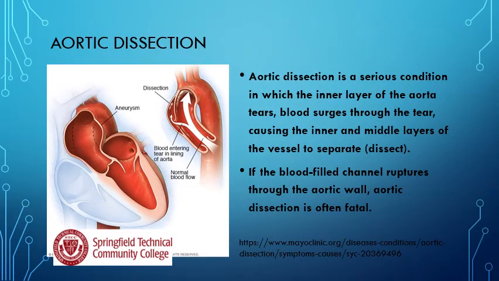So a dissection is a tear of the inner layer of the aorta. So if you look at this picture here, if you look at the blood flow entering this vessel, you can see here there's a tear in the lining, and this outpouching is called a dissection. It's a tear through the layer of the vessel.